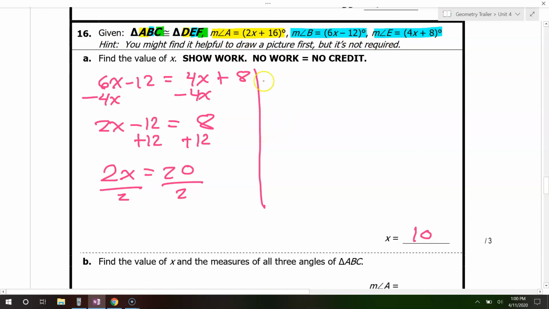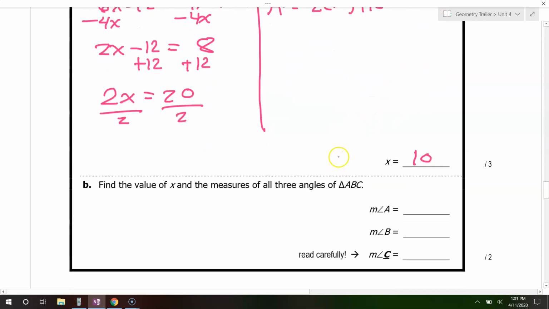Let's start with angle A. So the measure of angle A is 2x plus 16. So that's going to be 2 times 10 plus 16. So that's 20 plus 16, so that's 36. So angle A is 36.